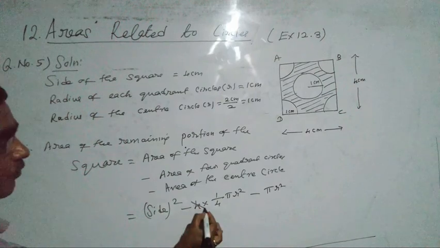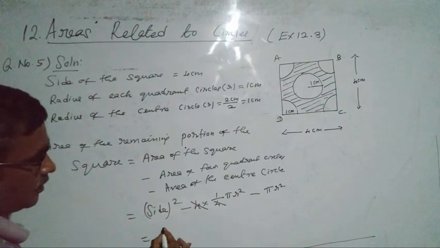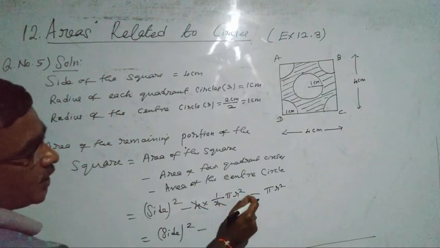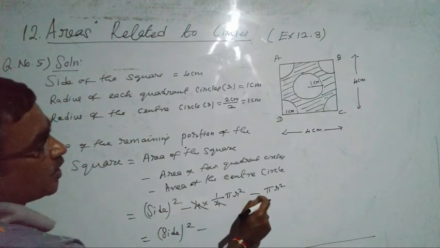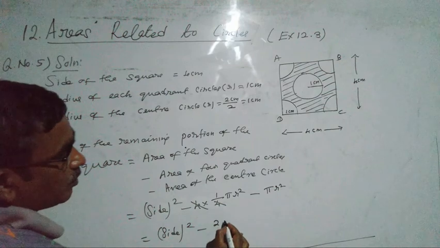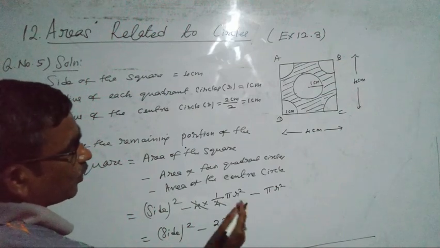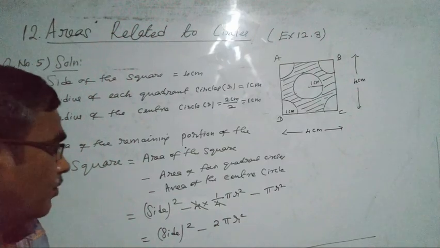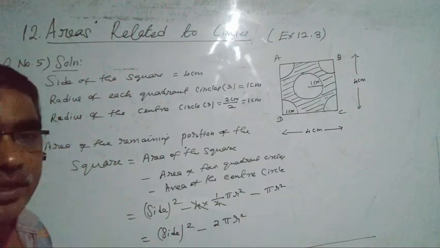Here the 4 cancels, it comes here as side square minus pi r square, minus pi r square, that is minus 2 times pi r square. Why? Here is 1 pi r square, here also pi r square is there, so minus 2 times pi r square.